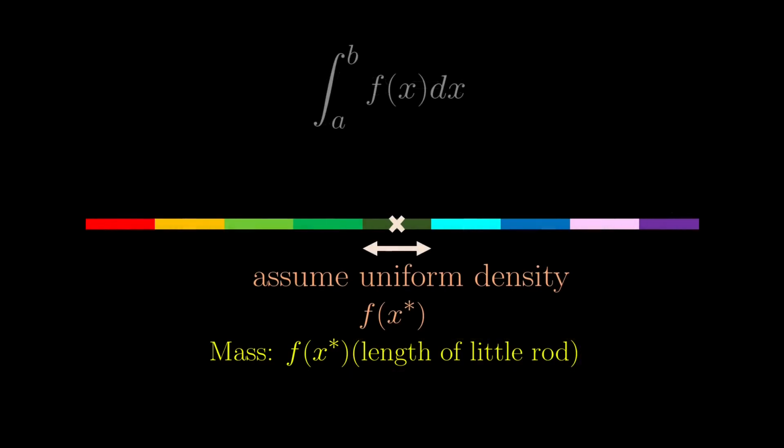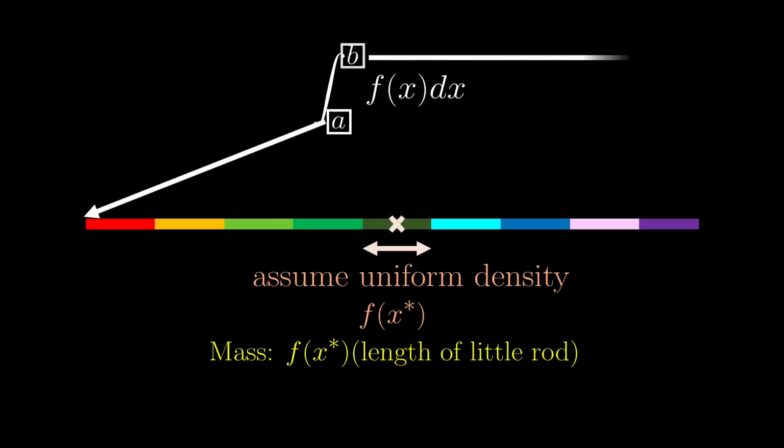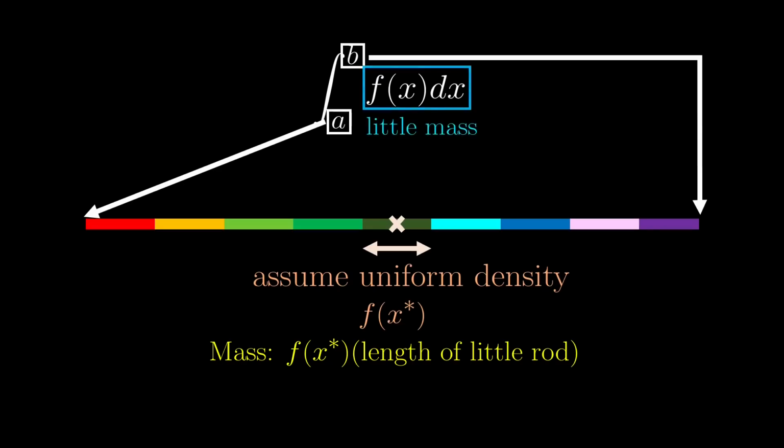This process is denoted using an integral. Here, a and b represent the two endpoints of the big rod, and f of x dx can be thought of as the masses of the little rods.